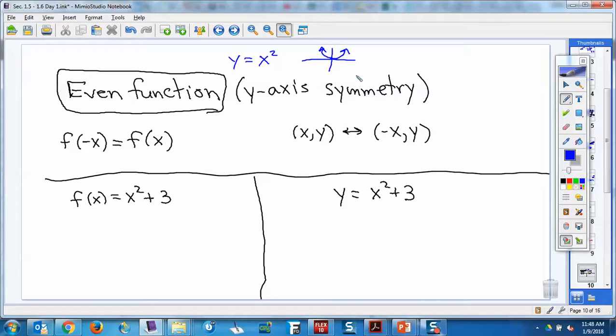Now on the right is what we were doing the other day. We were saying, okay, if you put in x, you get out y. You put in negative x, you also get out y. That's y-axis symmetry, right? Remember when we did that?